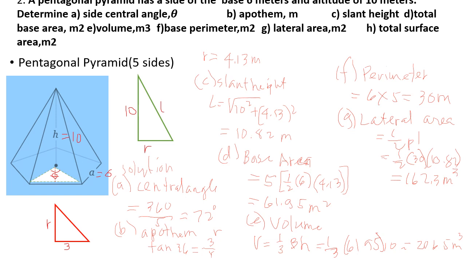Then H, total area, equals 162.3 plus 61.95, equivalent to 224.2 meter square.